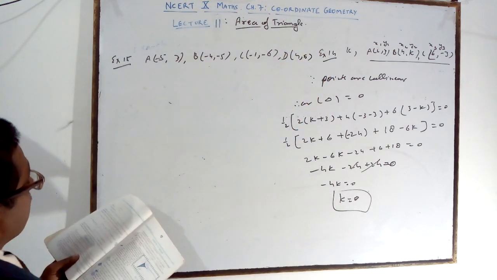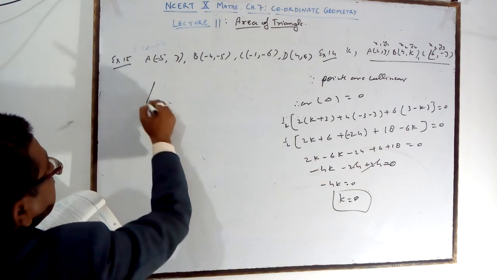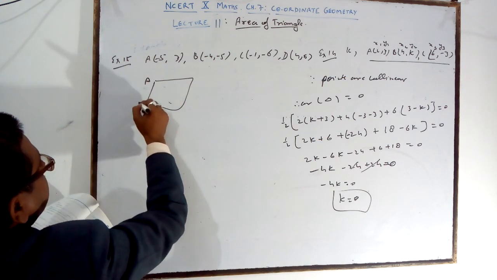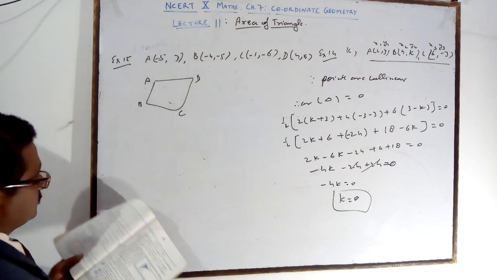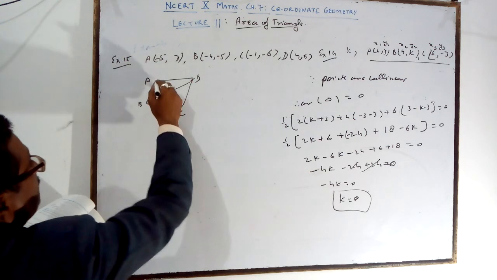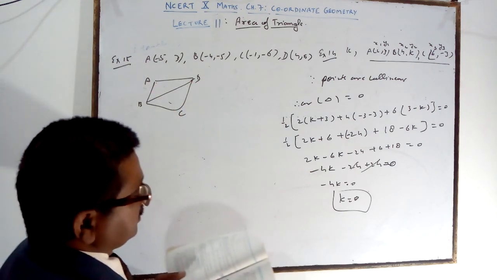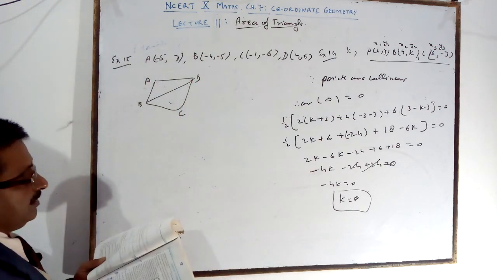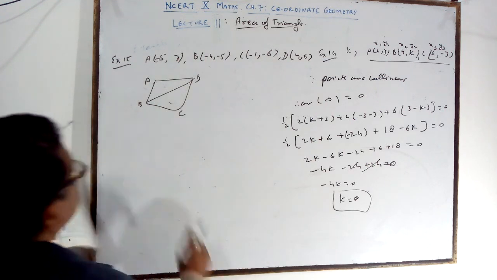These are the vertices of a quadrilateral A, B, C, D. When you join the diagonal, you want to find the area of the quadrilateral ABCD.